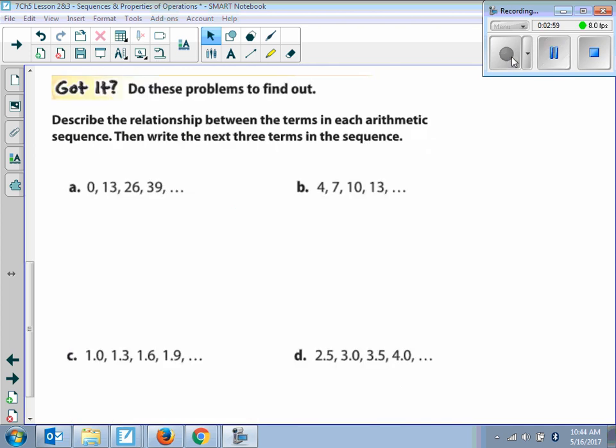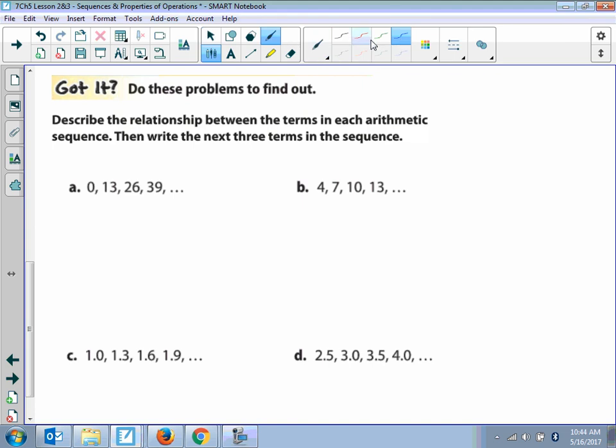So for the Got It, it says describe the relationship between the terms in each arithmetic sequence. Then we want to write the next 3 terms. Here they're telling us these are arithmetic sequences. So that means that we are going to end up adding the same number to the previous term. So how am I getting from 0 to 13? We're going to add 13. How am I getting from 13 to 26? We're adding 13. And how am I getting from 26 to 39? We're adding 13 again. Very good.